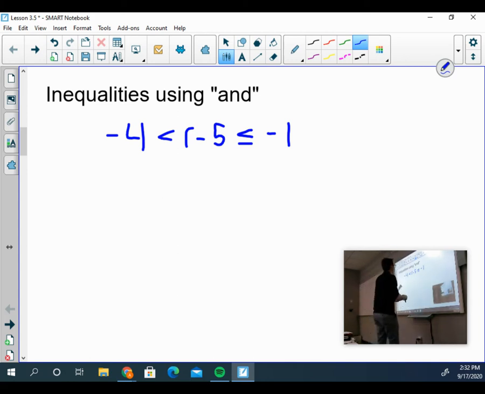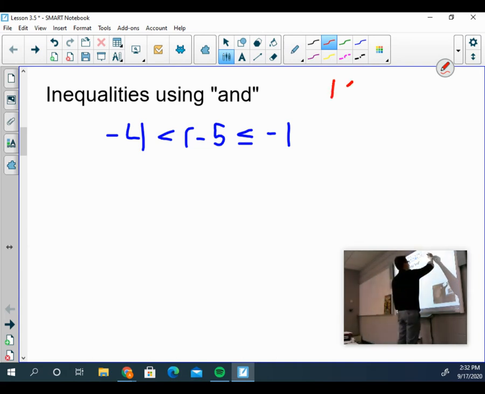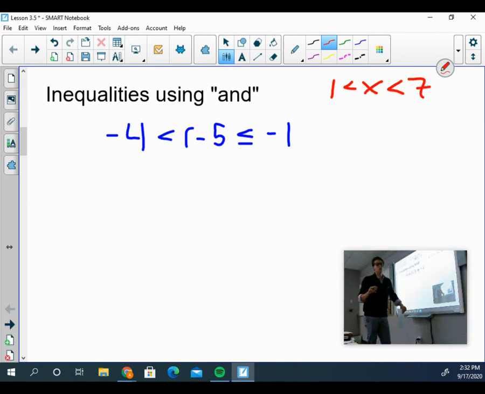You should think both. We've got this r minus 5 sitting in the middle. Now, what we've been doing since chapter 2 is getting the variable by itself. So what do I mean by get the variable by itself? I mean, that variable needs to be alone in the middle. We want our solution to look something like this, where the variable is alone in the middle.